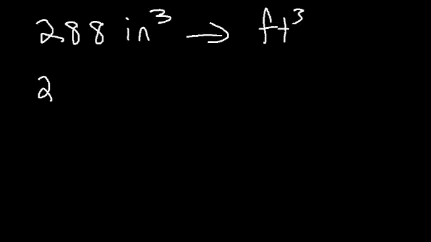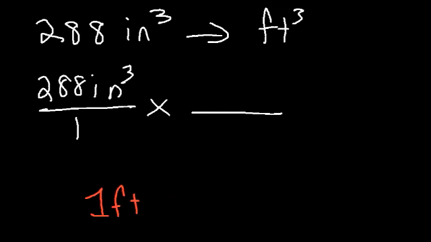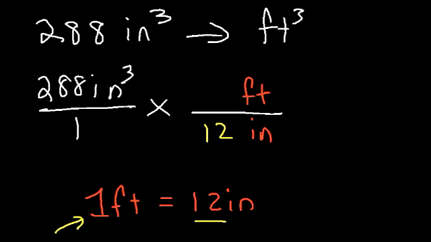So now it's your turn. Try this one. 288 cubic inches. And let's convert that into cubic feet. So let's start with what we have. 288 cubic inches over 1. So now, what is the conversion factor between inches and feet? 1 foot is equal to 12 inches. So since we have the units inches on top, we're going to put inches on the bottom and feet on top. So the number that's associated with the inches is 12, and the number in front of feet is 1.